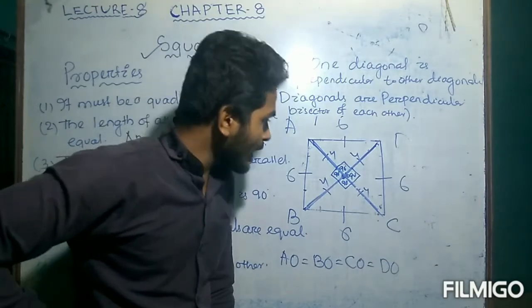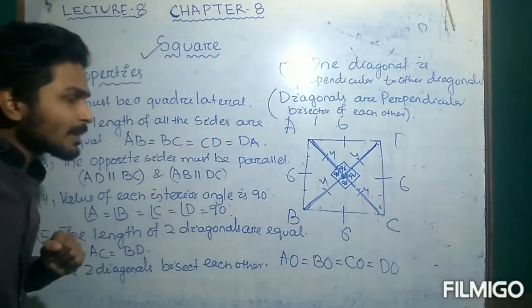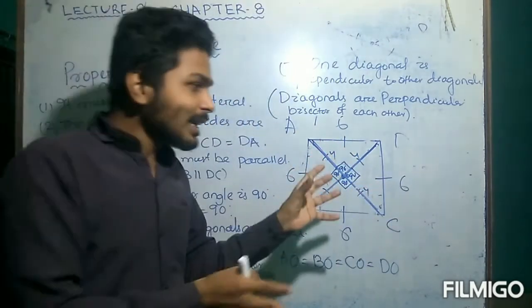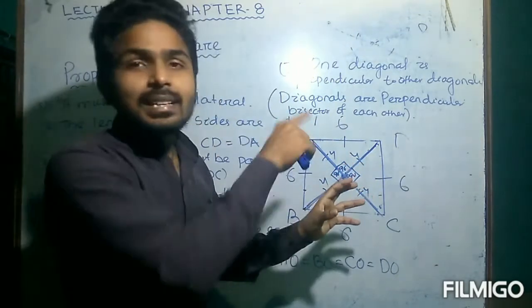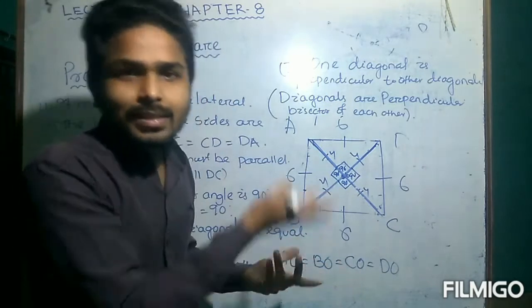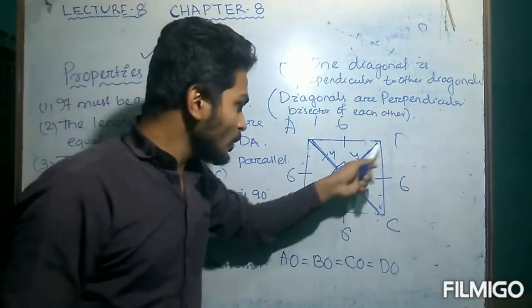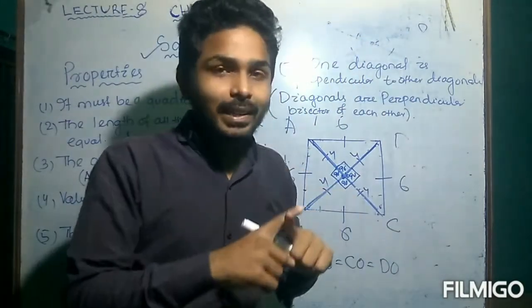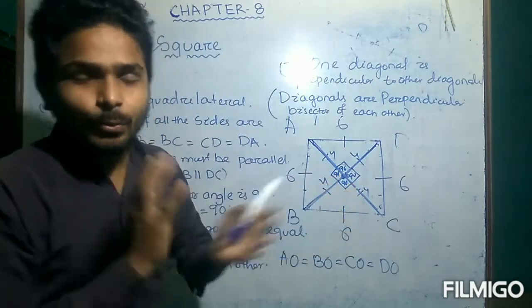In order to be a square, a quadrilateral must follow all these 7 properties. Okay. So now you can differentiate between a rectangle and a square. In case of a rectangle, only the opposite sides are equal, but here all the sides are equal. In a rectangle, though the two diagonals intersect and bisect each other, they are not at 90 degrees, but here it is 90 degrees. So this is the only difference between a rectangle and a square.